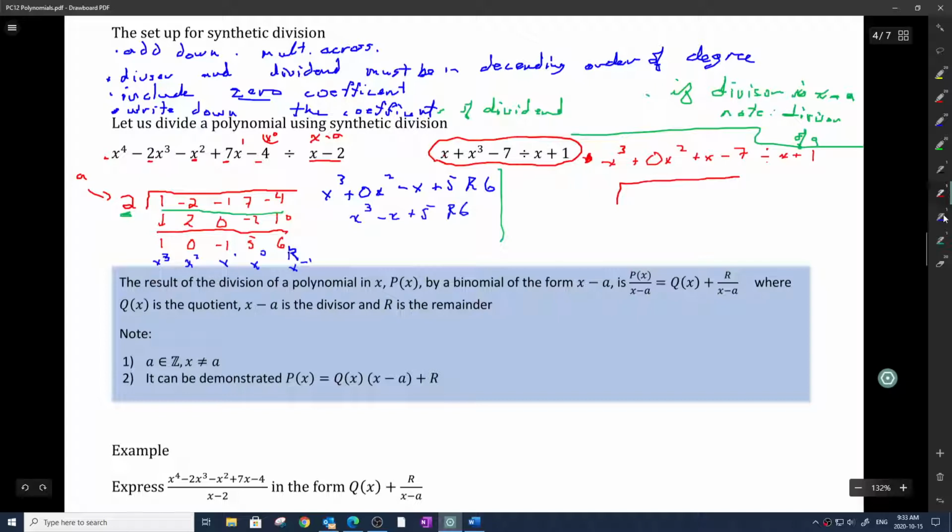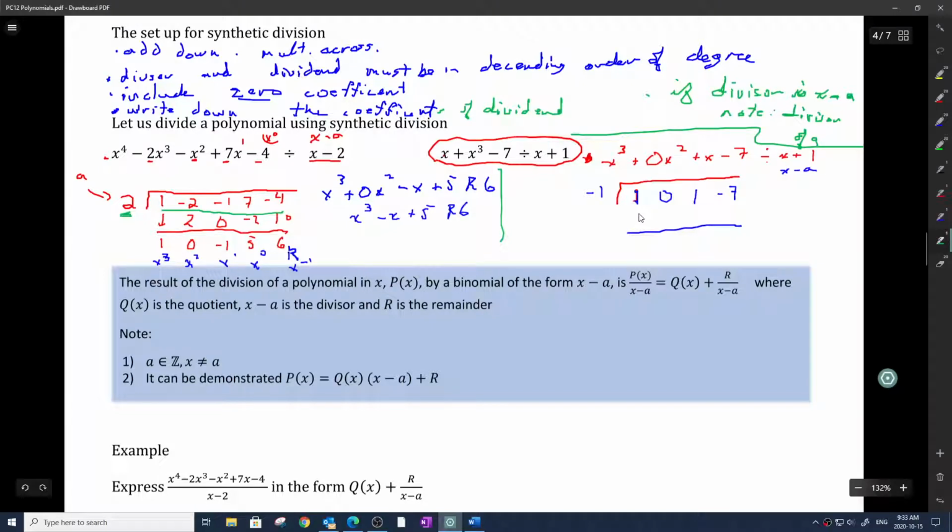Then I can see my dividend here. X to the power 3, my coefficient will be 1. My coefficient of x squared is 0. My coefficient of x is 1. And my coefficient of x to the power of 0 is -7, or my constant. Now, if this is in the form of x minus a, x plus 1 is in the form of x minus a, what goes here? Well, that would have to be -1. And the setup is complete. What's going to happen? Magic.